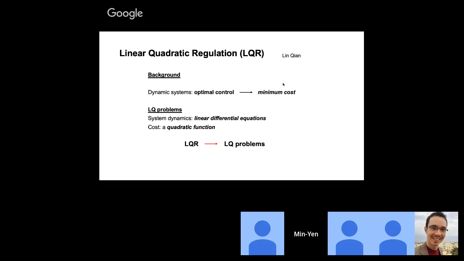So actually, the theory of optimal control is concerned with operating a dynamic system at the minimum cost. In a case where the system dynamics are described by a set of linear differential equations, and if the cost is a quadratic function, then in this situation we call it the LQ problem, which is a linear quadratic problem. One of the main results in this theory is that the solution is provided by the LQR, which is a linear quadratic regulation. And the LQR is actually a feedback controller.